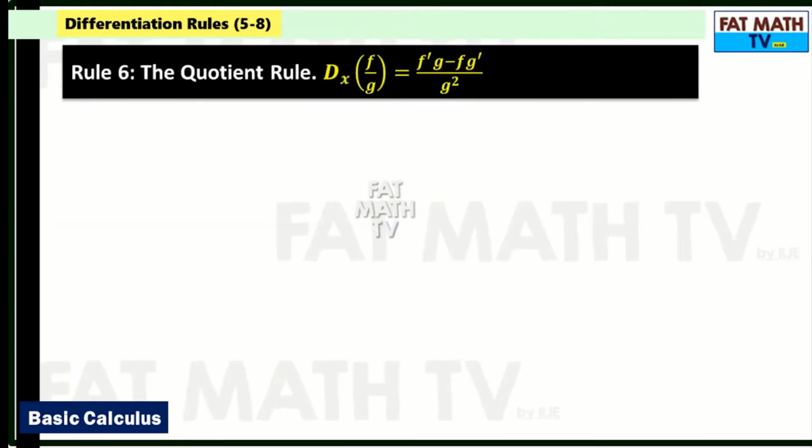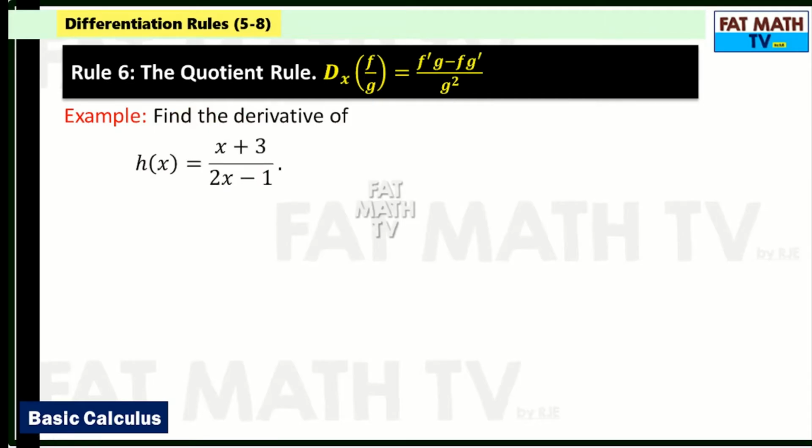Okay, how about the quotient rule? So the formula is a bit more difficult, but not really. So if you have the quotient of two functions f and g, then the derivative of the quotient is this one. First, you get the derivative of the numerator, multiply it with the denominator, minus the numerator times the derivative of the denominator divided by or over the square of the denominator.